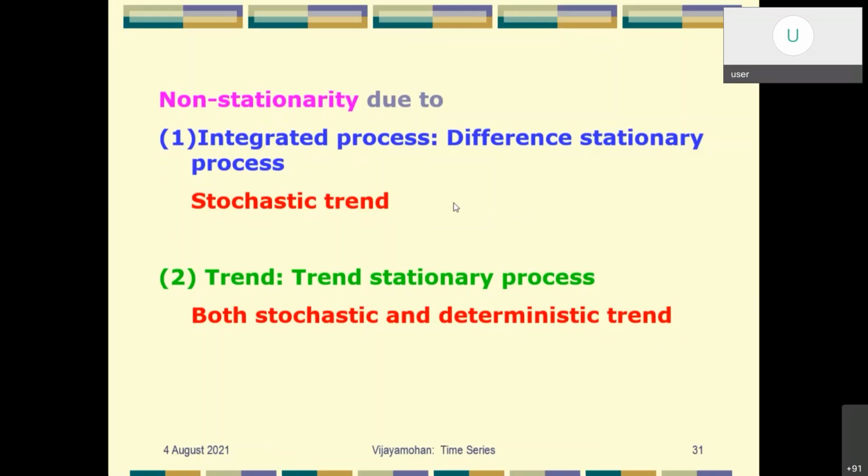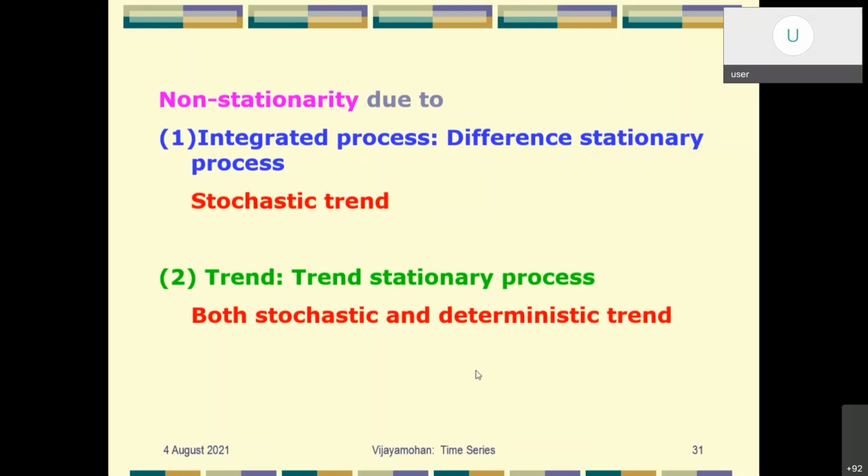And this non-stationarity is due to the stochastic trend. We know the stochastic trend appears as the accumulation of all the past random shocks, that is ut, ut minus 1, ut minus 2, and so on. All the past random shocks, that is the stochastic trend. So this can lead to a non-stationarity problem.